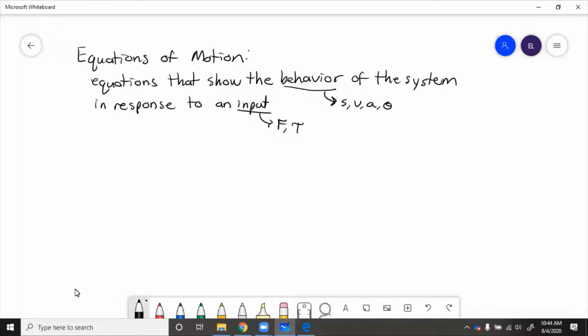So we learned Newton had some equations of motion. He had some of the forces and some of the torques. So that was sum of the forces equals mass times acceleration. And sum of the torques equals moment of inertia times angular acceleration.